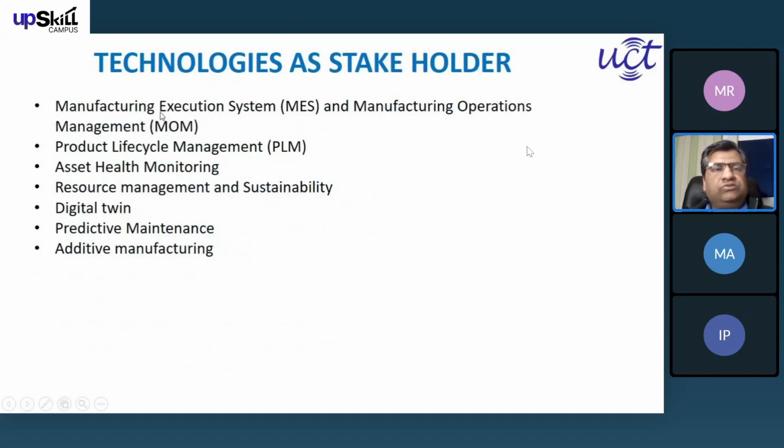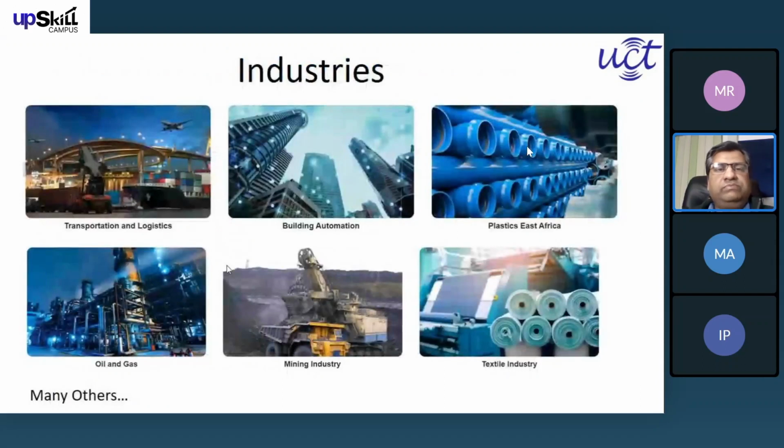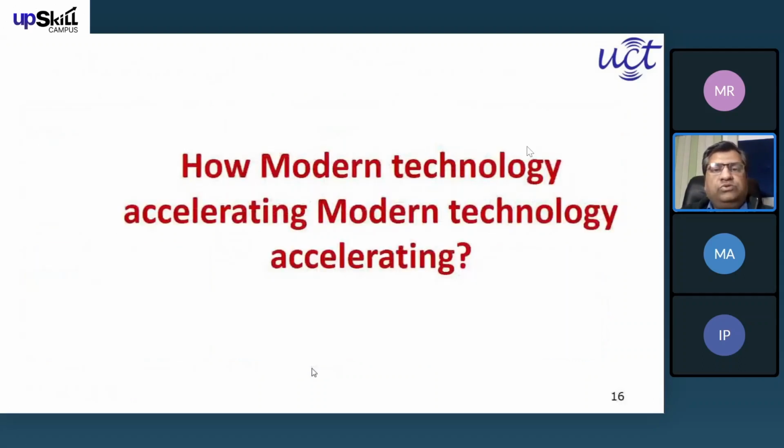It is MES, Manufacturing Execution System, Manufacturing Operation Management, Product PLM, Asset Health Monitoring, Resource Management and Sustainability, Digital Twin, Predictive Maintenance, and Additive Manufacturing. These are the major driving forces for industrial transformation. And these are a few of the industries that are adopting: transportation, building automation, plastic industry, oil and gas, mining industry, textile, and there are many. I think each and every industry is now trying to adopt, in some way, either Industry 4.0 or digital transformation.